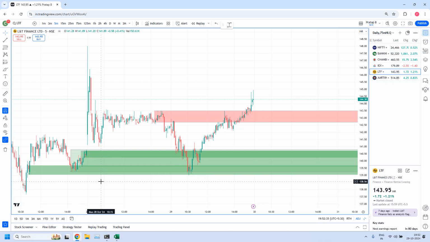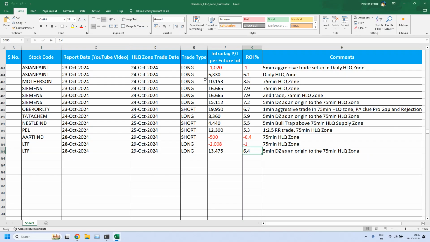I released that concept almost 3 or 4 months back. Lower time frame zone as an horizon to the higher time frame zone. A very powerful concept. Many times we got successful trades. We have seen many trades.